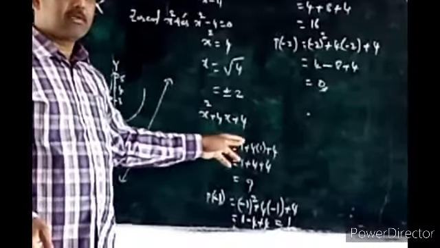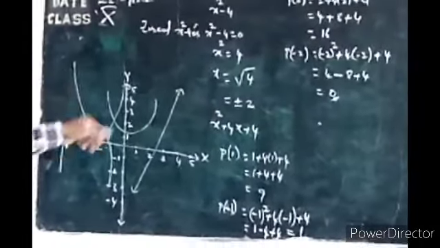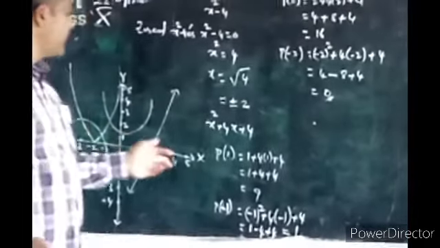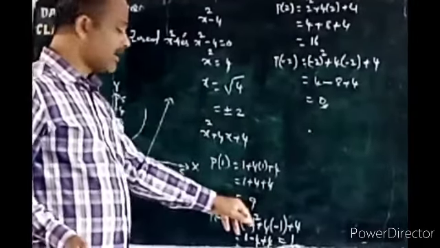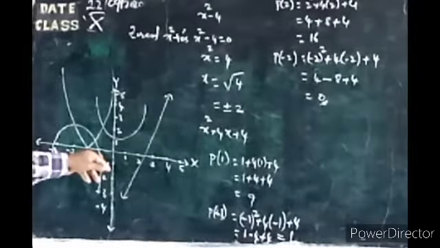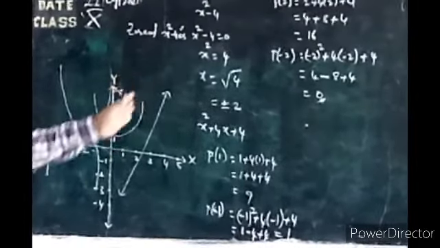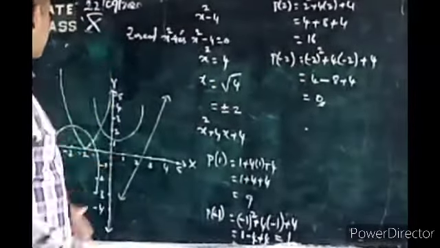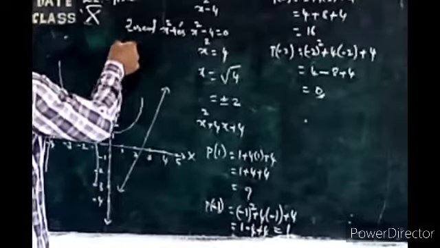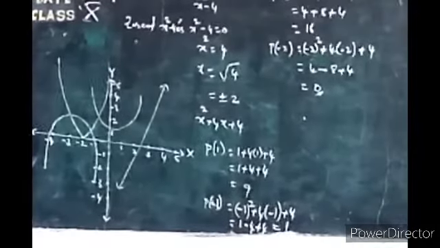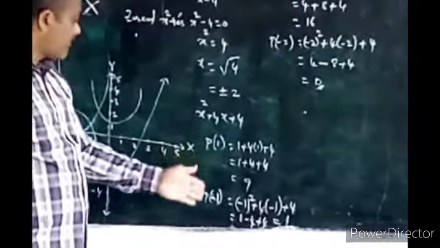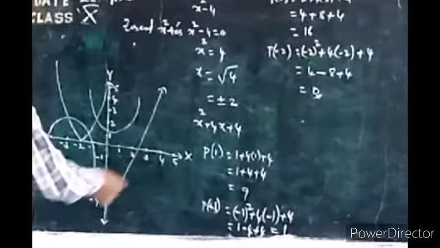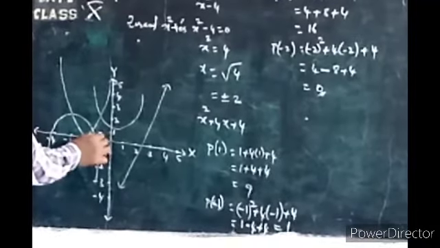So that type of graph will look like this, either upwards or downwards. Here P of 1 is 9, so outside we get it in the first quadrant; 9 means we go up to 9 on the y-axis, for example here. Next, P of minus 1 is 1, so here.